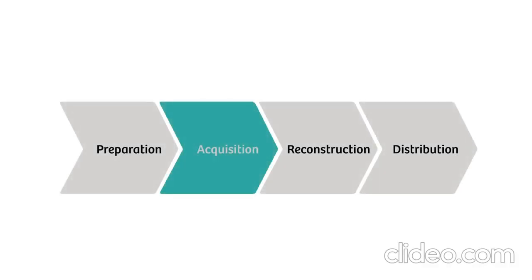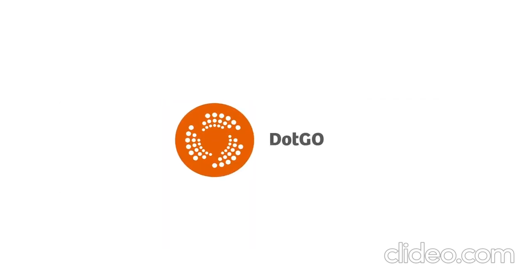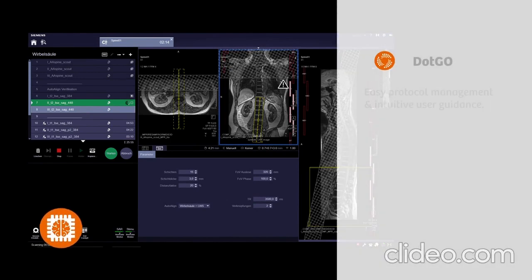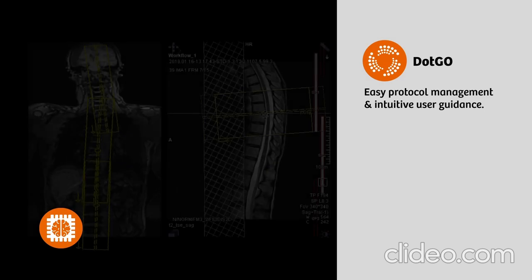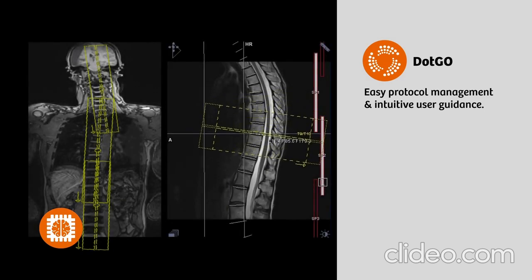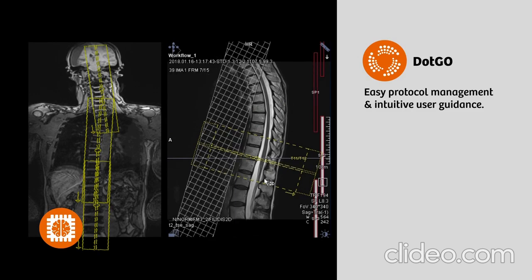During the acquisition, .Go makes scanning more intuitive and consistent. Easily manage your scan protocols and benefit from user guidance and intelligent automation. For example, artificial intelligence automates exam planning, making scanning more consistent and reproducible.